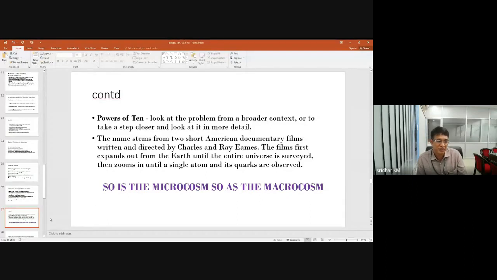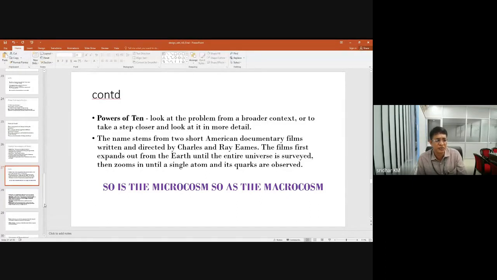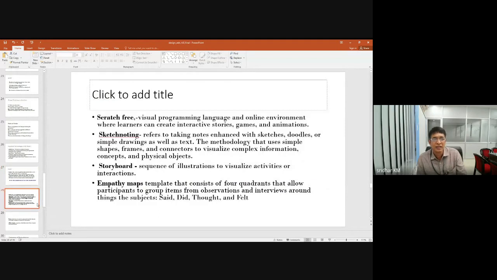So this is called powers of 10. This is also a management technique. There are different techniques useful for different situations. Once you get used to it, then you will know. Then there's something called Scratch-Free.